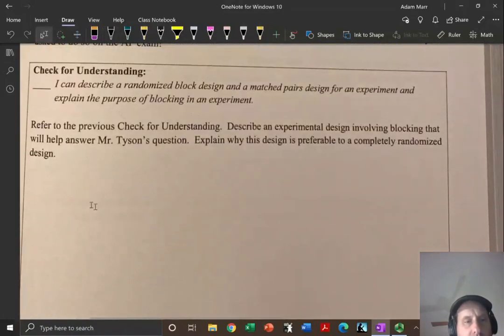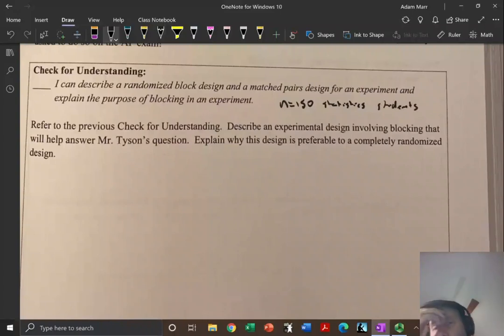Okay, refer to the previous check for understanding. Describe an experimental design involving blocking that will help Mr. Tyson's question. Explain why this design is preferable to a completely randomized design. All right, so if you recall right here, we had 150 students. They were 150 statistics students, right? For this teacher, Mr. Tyson.